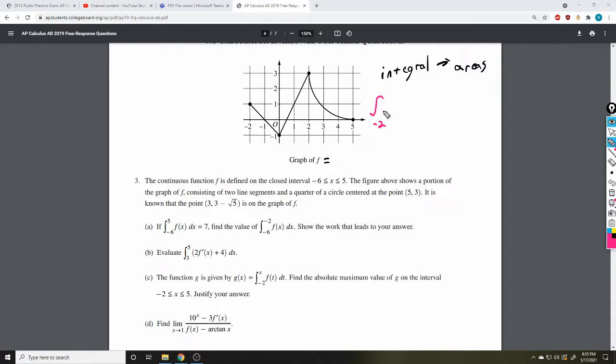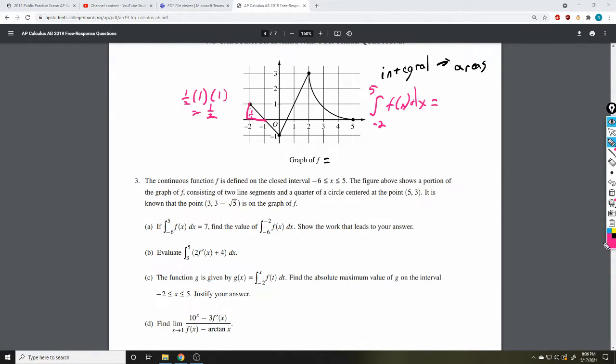Integral from -2 to 5 of f of x dx. Well, that's going to be a bunch of area formulas. So first off, we have this little triangle right here, which is going to count as positive. That's going to be 1/2 base times height. And my base here is 1. My height here is also 1. So that's going to equal 1/2. So this is a positive 1/2.